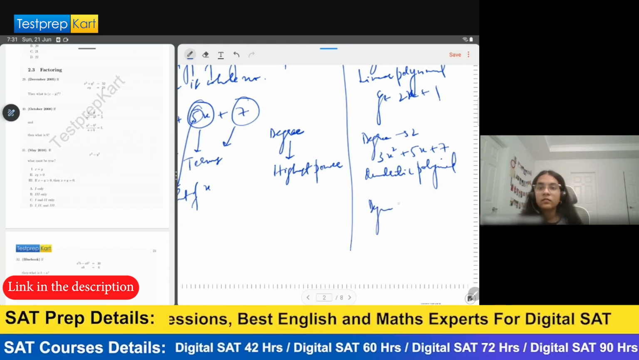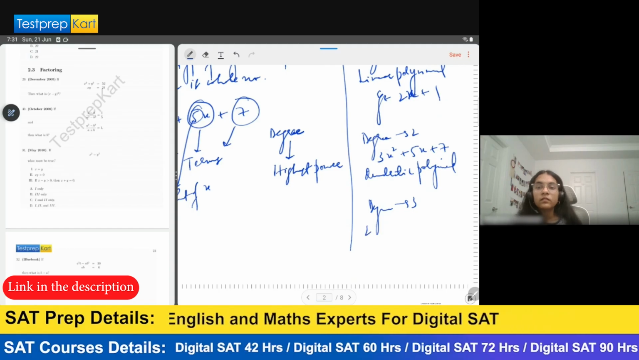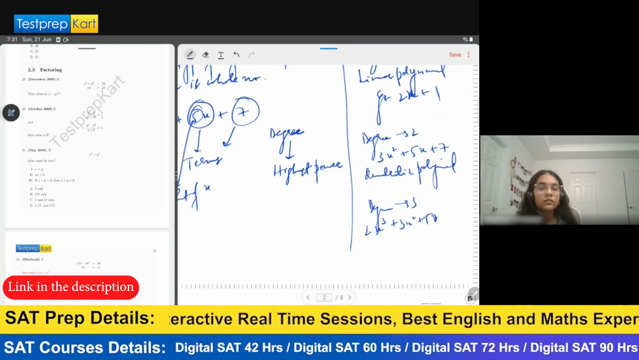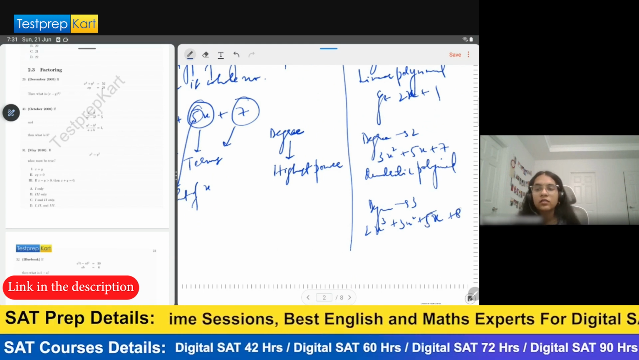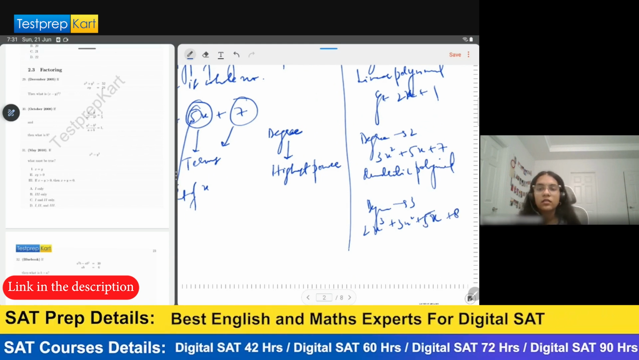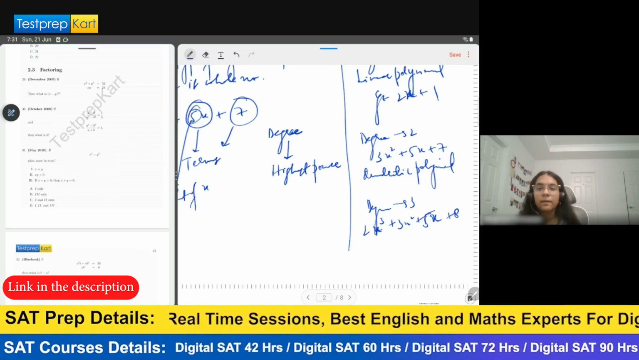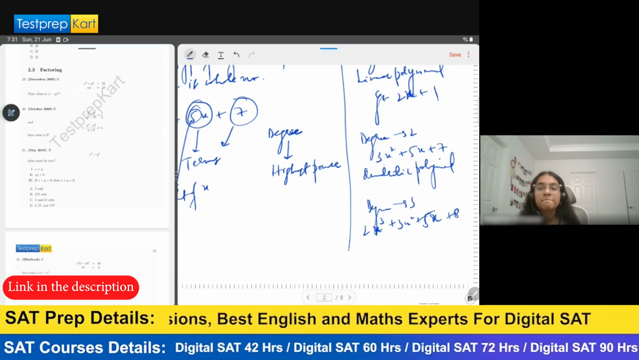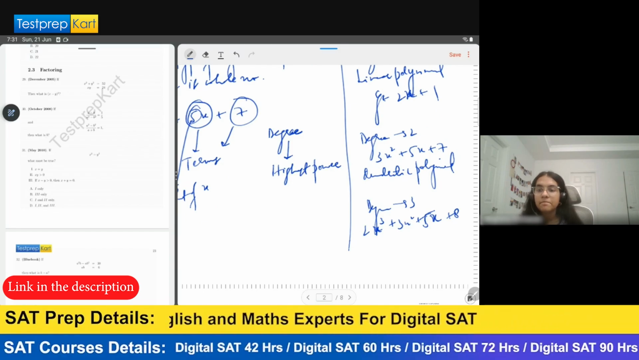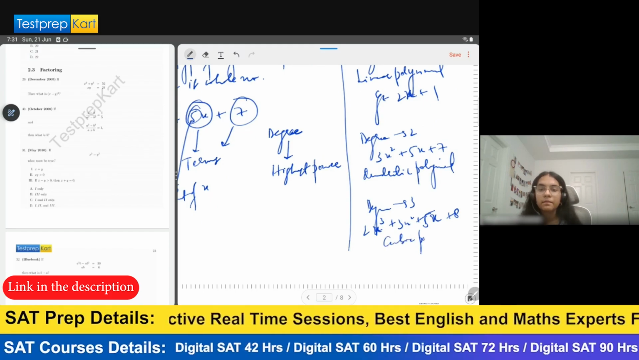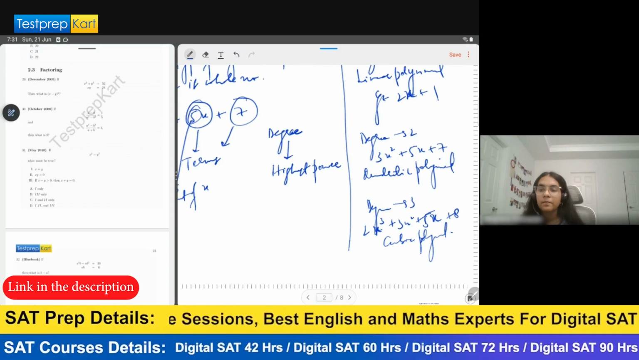Similarly, if you have degree 3, right? 2x cubed plus 3x squared plus 5x plus 8, right? Exponent is present everywhere, even in quadratic, because you're squaring it, cubing it. So this one is called the cubic polynomial, right? Cubic polynomial, and so on.